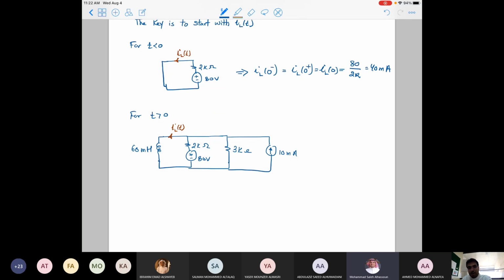Okay, so let's first apply source transformation. Again, you don't need the source transformation to solve this problem. In order to find the final value, you know that the inductor will behave like a short circuit, so you can apply the superposition principle as well, or any technique that you want. But let me apply source transformation for a reason that becomes clear in a moment.